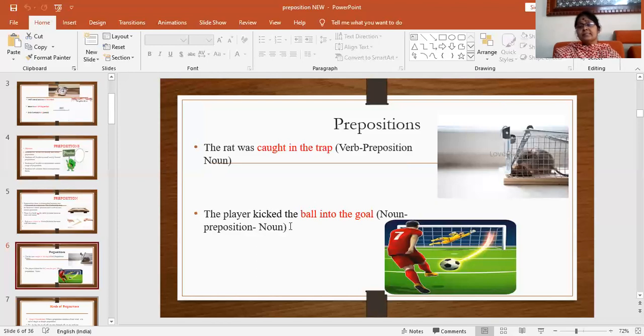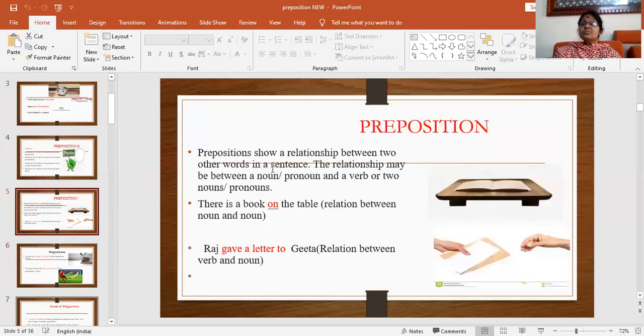Let us look at this other sentence. The player kicked the ball into the goal. Now what is this? Ball into the goal. Ball is noun, into is preposition, and goal is again noun. So we come to the conclusion that preposition shows a relationship between two other words in a sentence. That is, the relationship may be between noun, pronoun, verb, two nouns or pronouns, right?